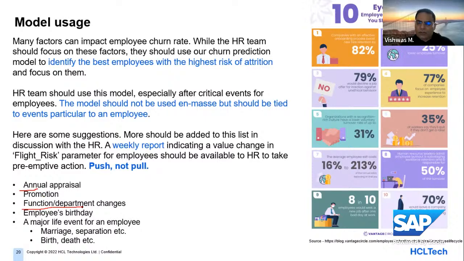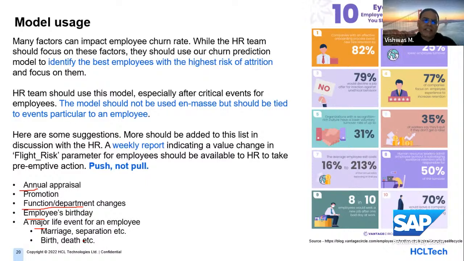Function or department change is also a very critical event. An employee's birthday: as employees age, their attrition tendencies go down. Any major life event for an employee, such as marriage, separation, birth, or death. These are all the events where employees are likely to change their intent to attrite.